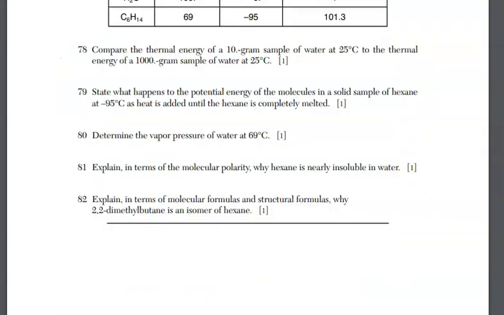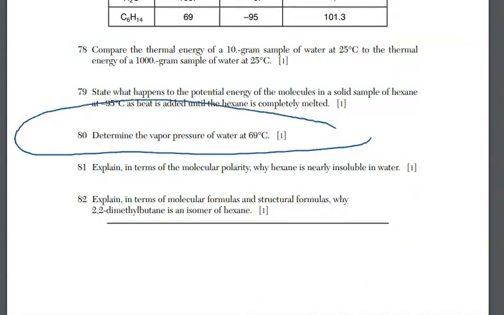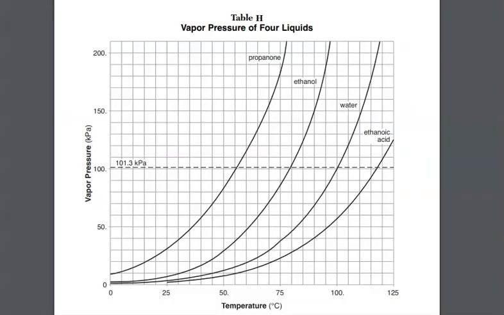From the January 2020 Regents exam, question 80 here, determine the vapor pressure of water at 69 degrees Celsius. Notice, it does not tell you to go to Reference Table H. You're going to have to know that on your own. Let's go. We want to go to 69 degrees. Here is my 70 line, so I'm going to go up around 70.